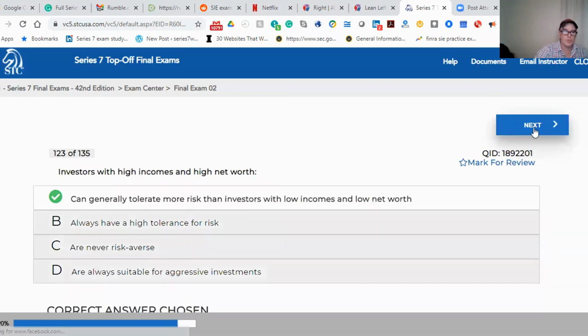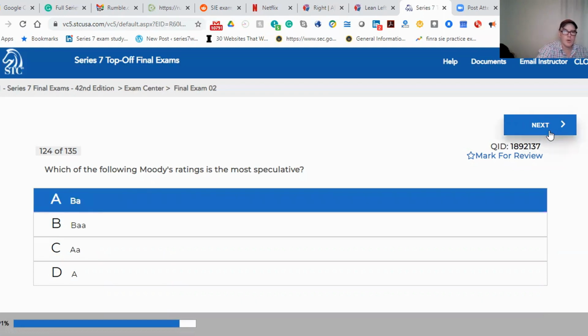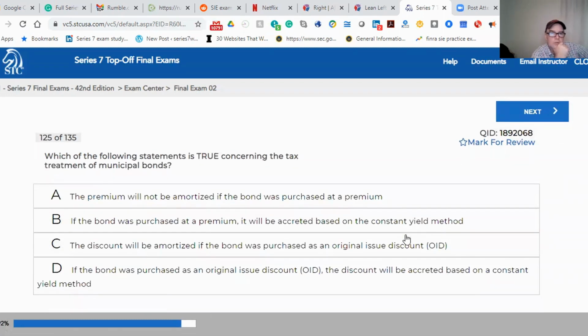But it's not a rule. Okay. Moody's, which is the most speculative? So we go down: AAA, AA, triple B. Remember, it's really Baa and then Ba. So I'm going to say Ba, because that's the lowest of them all. Boom. Which of the following statements is true concerning the tax treatment of a Muni bond?